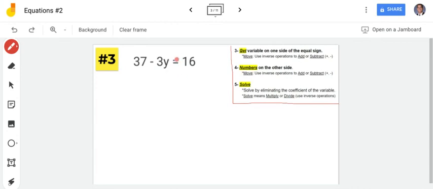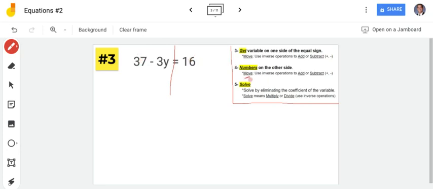As you can see, here's my equal sign right there. Of course there is a left side to the equation and a right side to the equation. There is no middle. The equal sign is the middle of the equation. So if my y variable is on the left side, I need this number right here, 37, to be on the other side. So how am I going to move 37 to the other side?